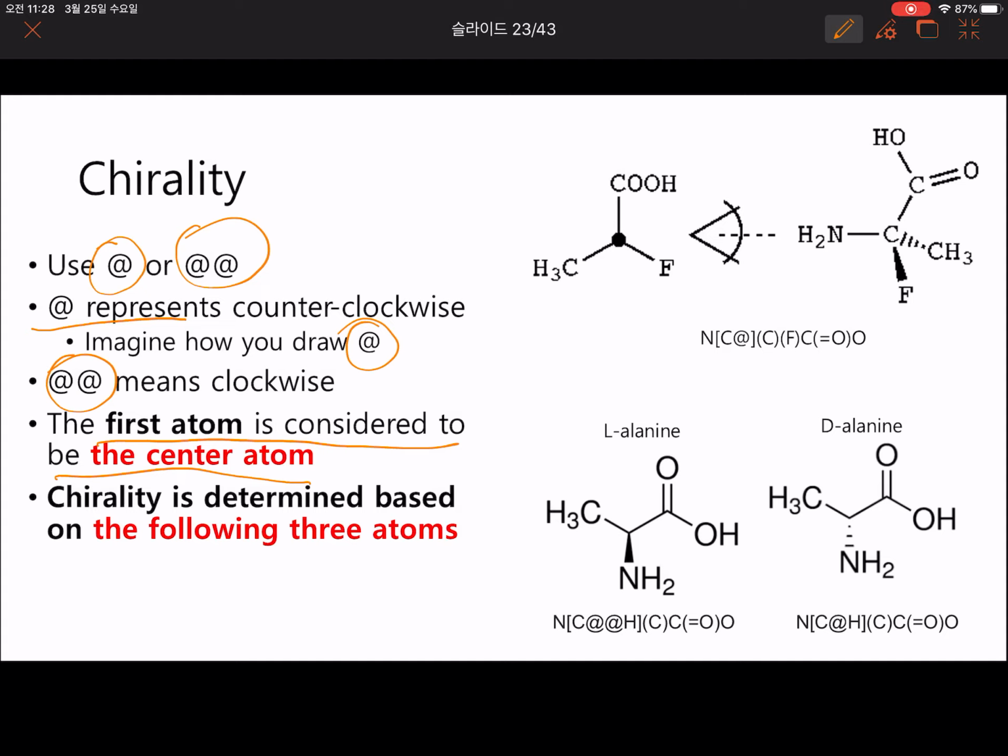Okay, so let's say we have this representation, and there is a chirality symbol, right? And the chirality is defined based on the following three atoms. So let's say this carbon has a chirality, right? And this N is at the center.